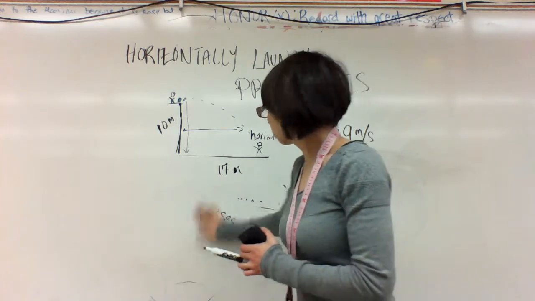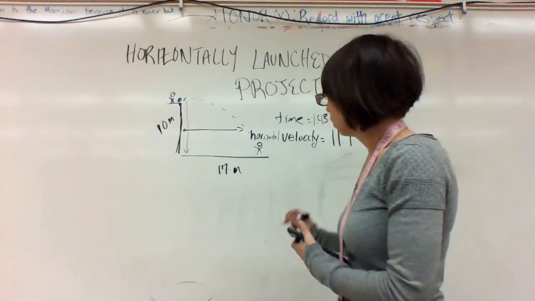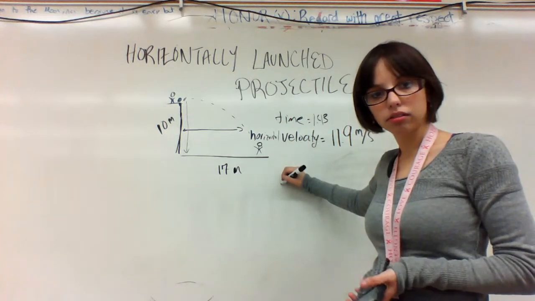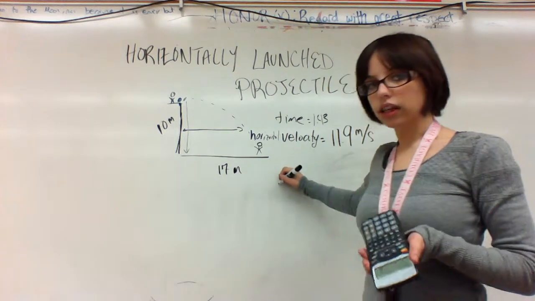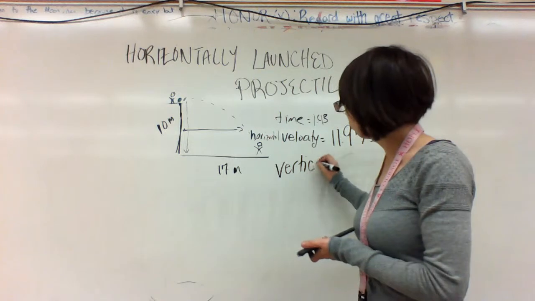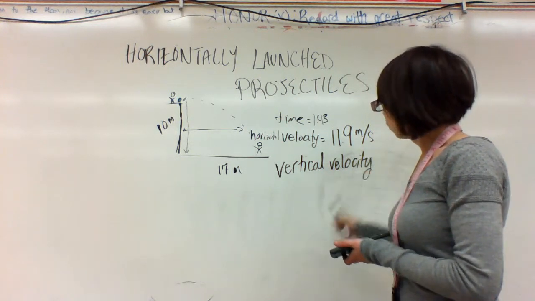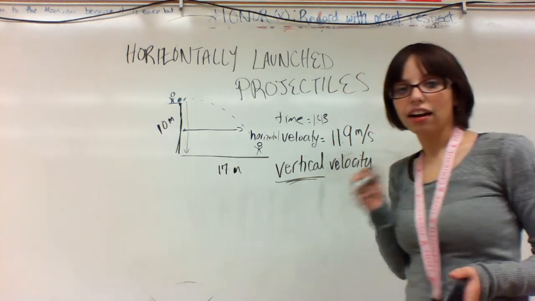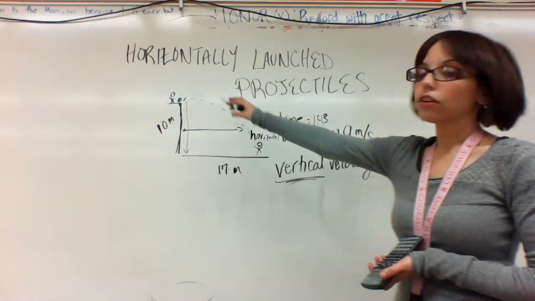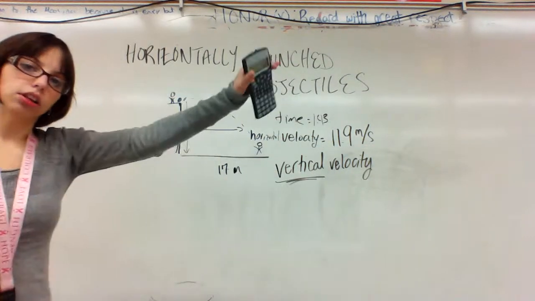You may come across problems where it asks you at what velocity does the object strike the ground? What vertical velocity does the object strike the ground at? So we're going to do that. Vertical velocity. I know I have vertical acceleration because gravity is influencing it. When I first started this, like I said, it had no initial vertical velocity. I was just launching it horizontally.